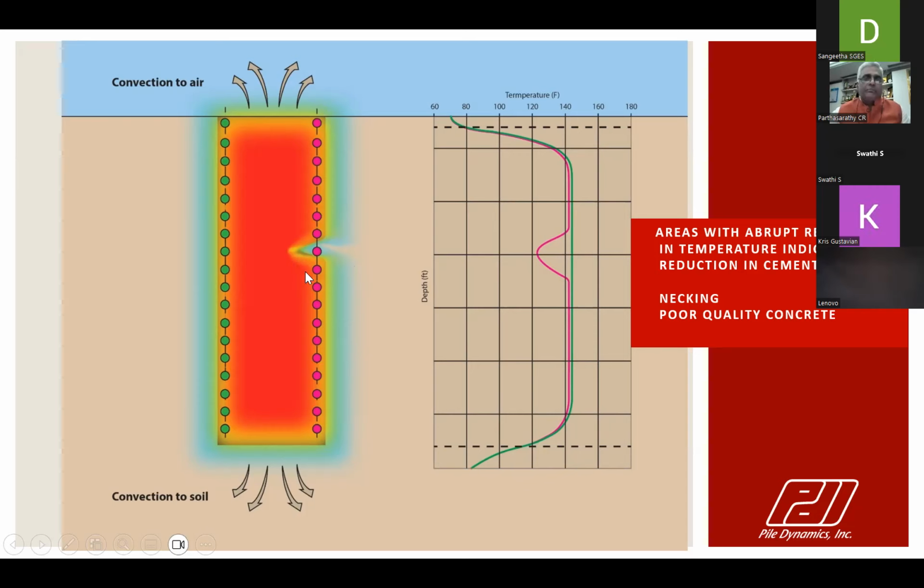But here, unlike the previous slide, you only see a defect or a reduced impedance or inclusions at some depth. So the purple one shows a cooler temperature, while the opposite one does not have any change in temperature. It matches exactly the average temperature. So this clearly indicates there is a defect in this pile or a necking in the pile.